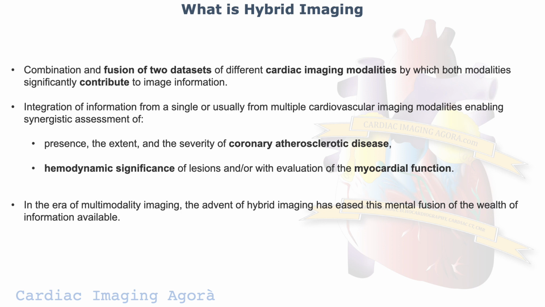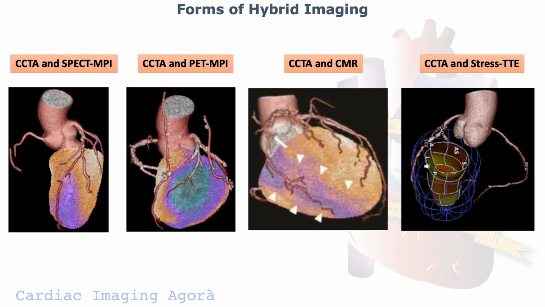Now, this integration of information from a single or usually from multiple cardiovascular imaging modalities enables synergistic assessment of, firstly, the presence, the extent and the severity of coronary atherosclerotic disease, and secondly, hemodynamic information on the significance of these lesions, as well as evaluation of the myocardial function. In the era of multimodality imaging, the advent of hybrid imaging has eased this mental fusion of the wealth of information available. But let's look at the forms of hybrid imaging.